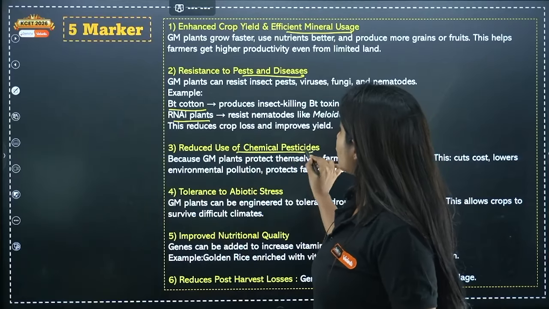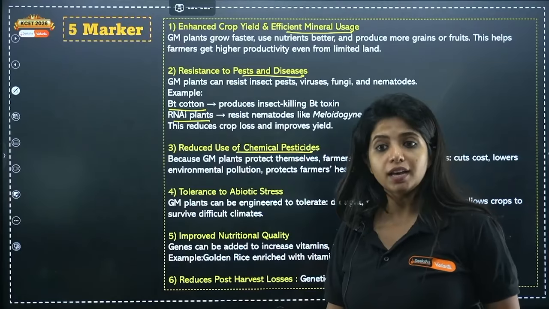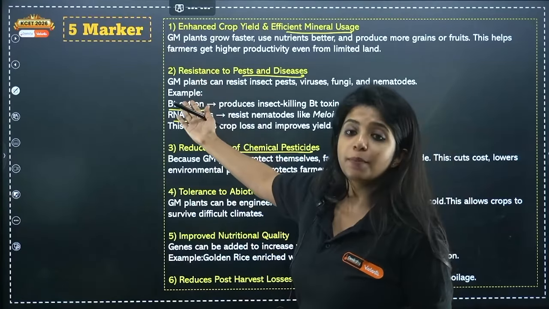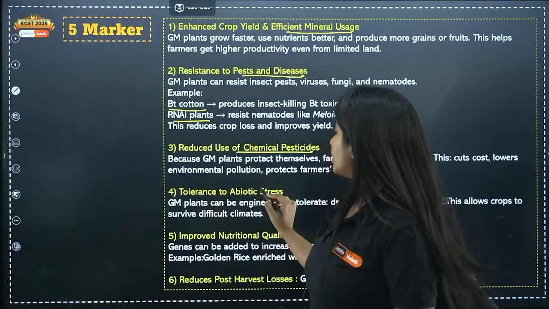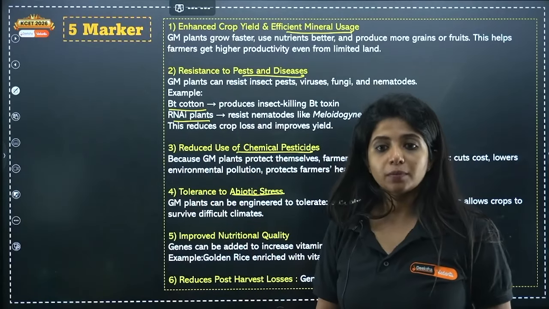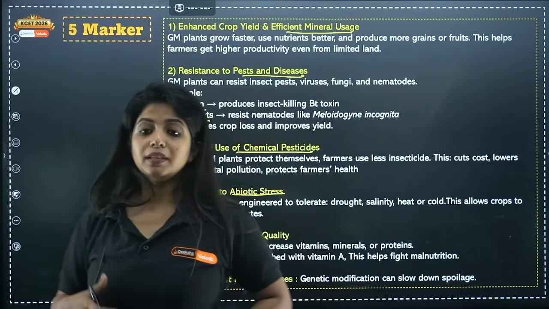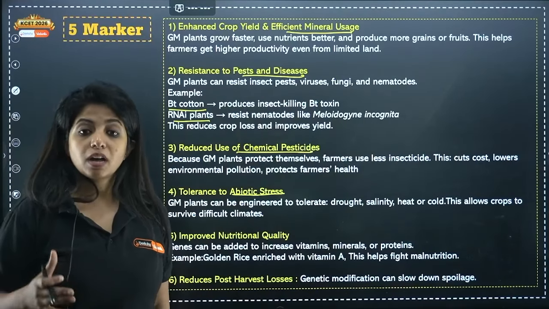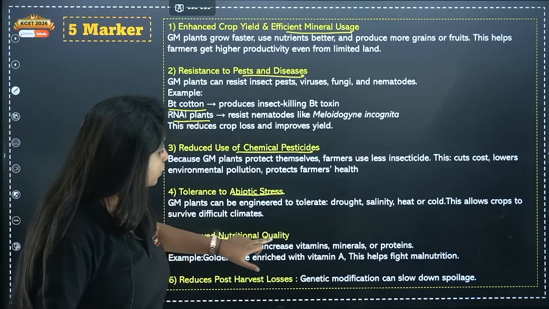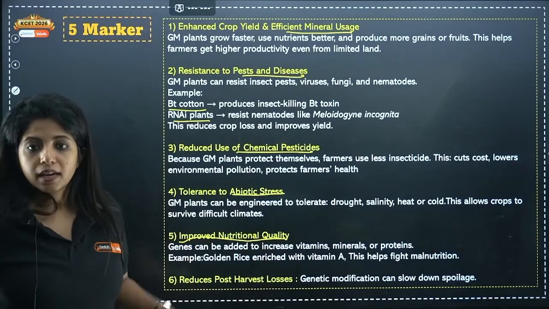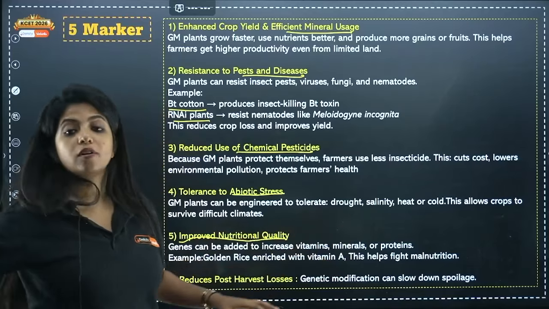Now, reduced use of chemical pesticides. Okay, there is reduced use of chemical pesticide. Why? Because, my dear children, the plants are already pest resistant. So if chemical pesticides are less, chemicals are less. Now, tolerance to abiotic stress. Genetically modified plants can be engineered in a way that they can be resistant to some environmental stresses such as salinity, drought and things like that. Now, improved nutritional quality. Okay, so over here, genes can be added to increase vitamins, minerals or proteins.